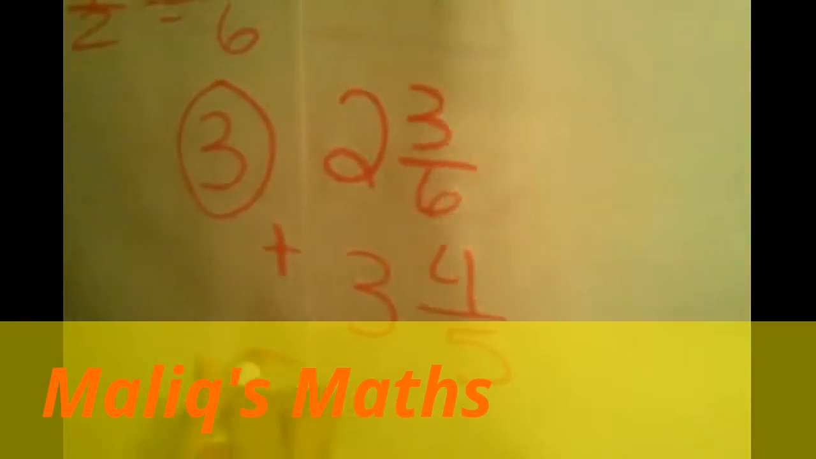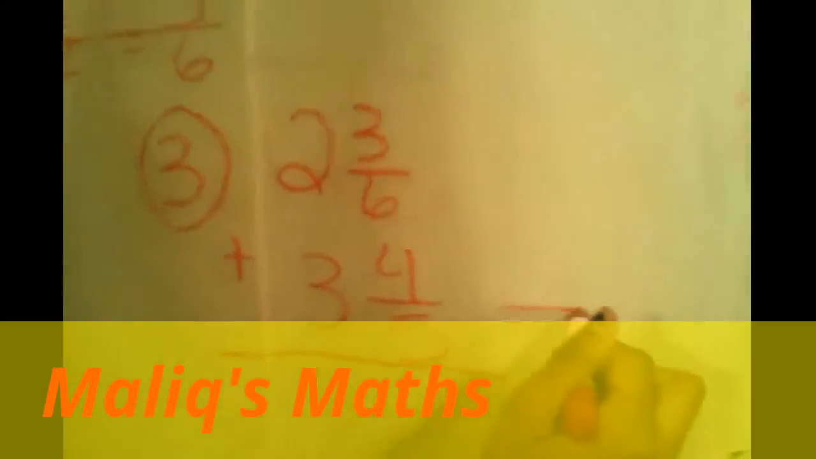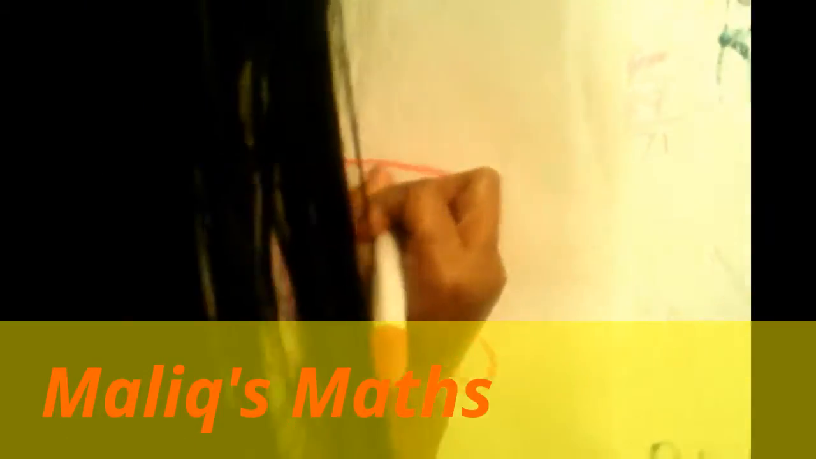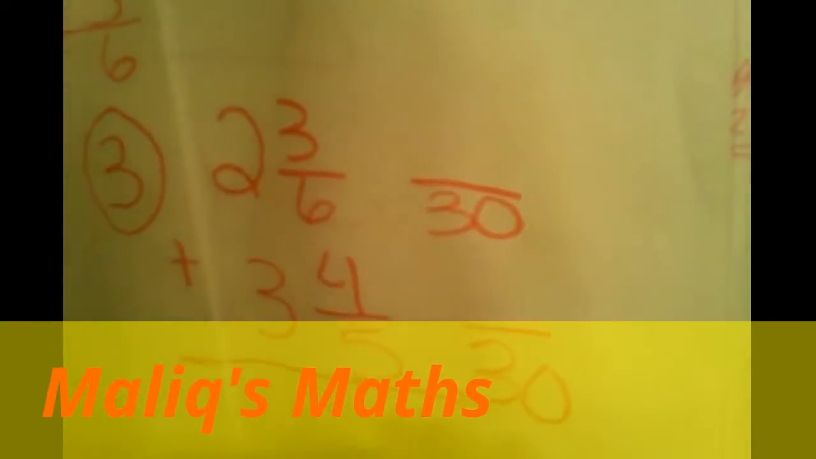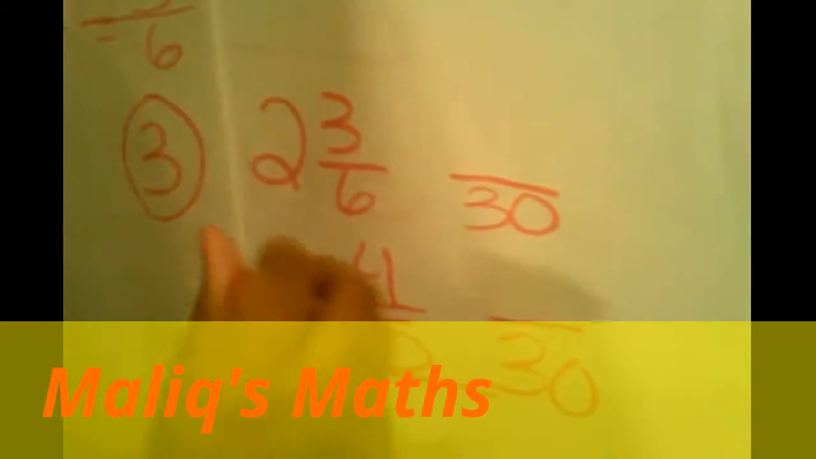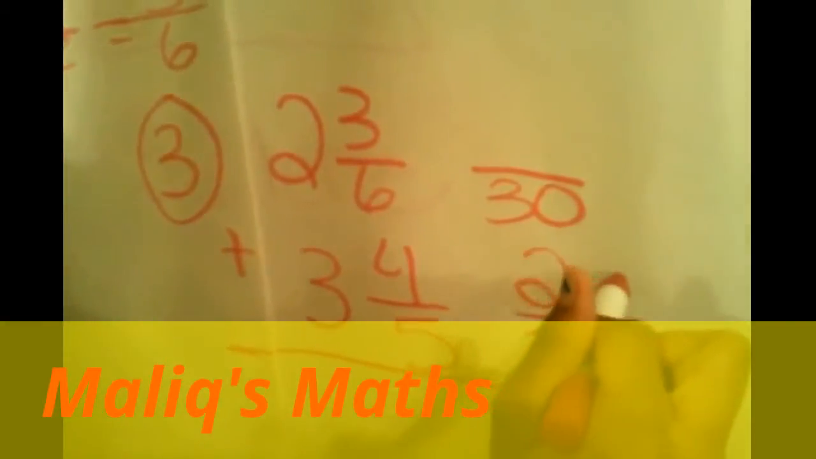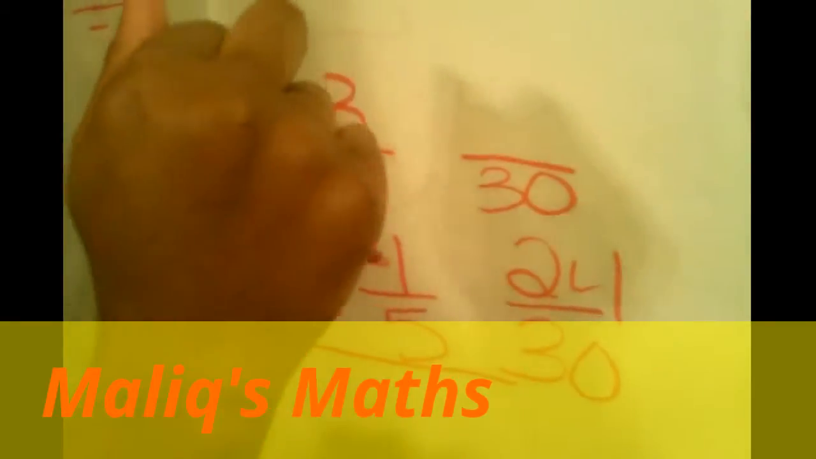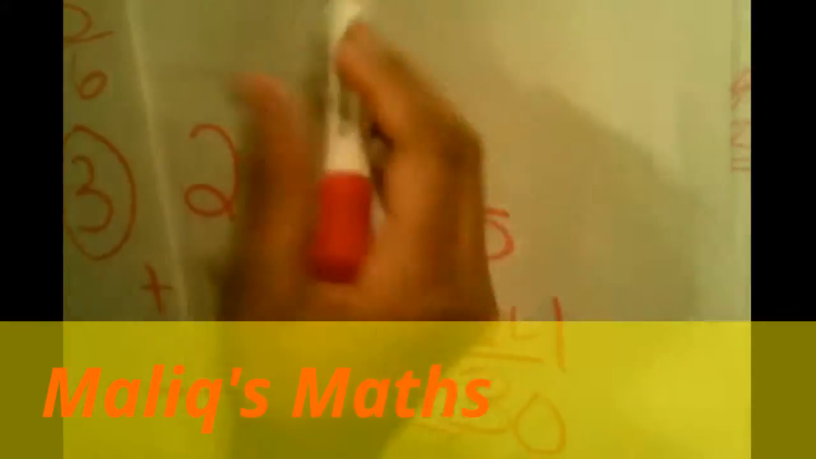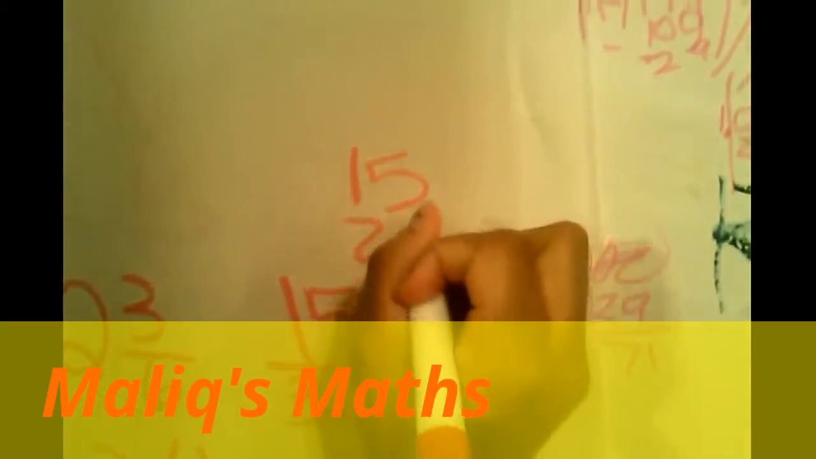Okay. First, you have to times both of the denominators. So 5 times 6 equals 30. Then you have to times 4 by this denominator. And 4 times 6 equals 24. Then you have to times 3 by this denominator and you get 15. And then you add both of these. 15 plus 24.